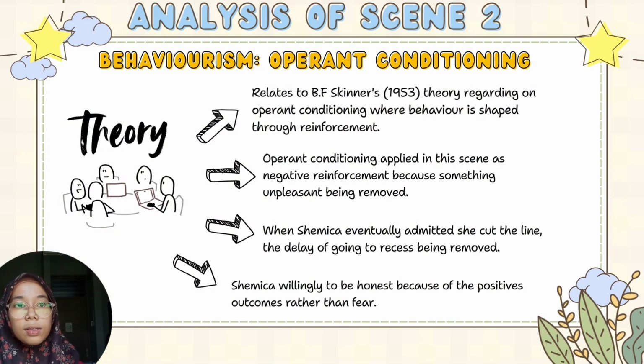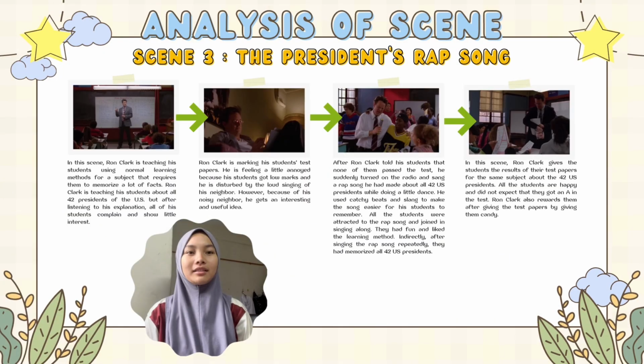Shamika eventually chooses to be honest willingly because of the positive outcomes rather than fear. We can see in this scene that Ron Clark doesn't use any harsh punishment on Shamika. Instead, he asks her to be honest instead of lying.